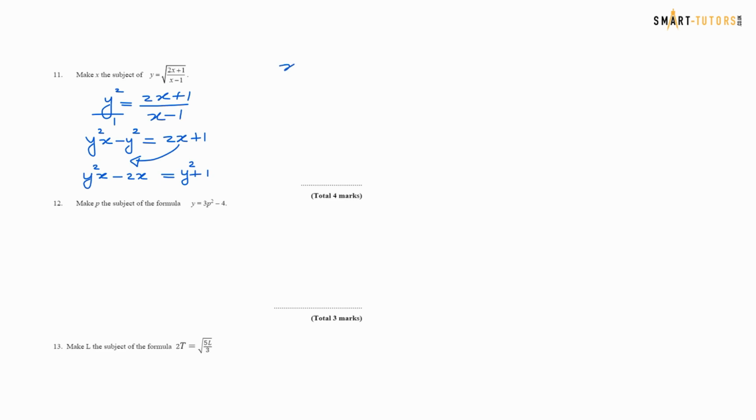So here if I take the x out as a factor, y squared minus 2 equal y squared plus 1. So x equal y squared plus 1 over y squared minus 2. So that is the answer for x.